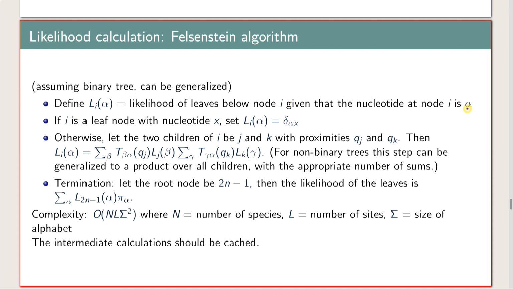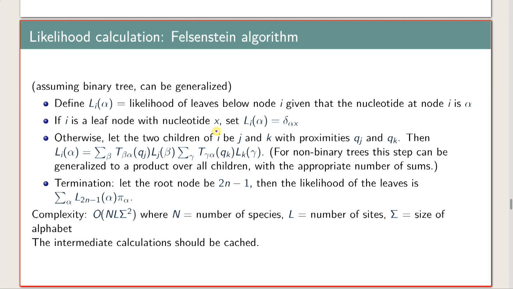You initialize it for the leaf nodes, and for the non-leaf nodes, you calculate it recursively using this formula. That can be implemented very easily on a computer, and it's linear in the number of species and in the number of sites. So it's a pretty good algorithm, and it's kind of the bedrock of phylogenetics. So I just wanted to mention that.